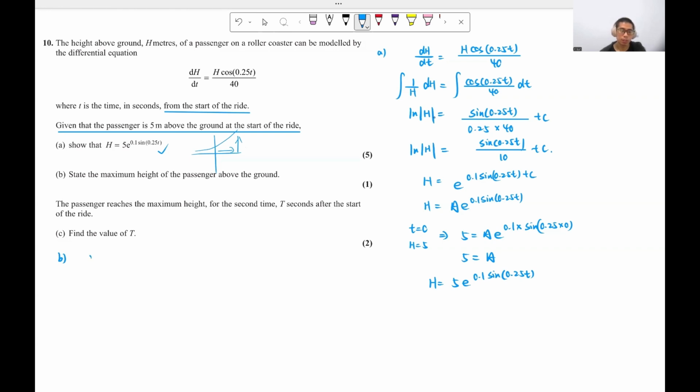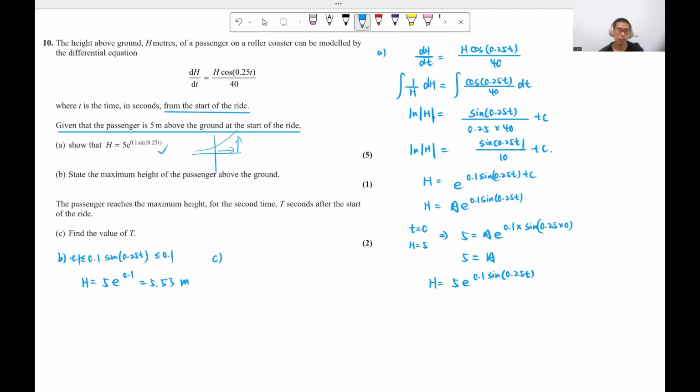In the power, it says 0.1 sin(0.25t). We know sine is between 1 and -1. So 0.1 sin(0.25t) has to be between negative 0.1 and positive 0.1. So the maximum possible value is just 0.1 as a power. So h has to be equal to 5 times e to the power of 0.1. Put that in the calculator: 5 times e to the power of 0.1 is equal to 5.53 rounded. That would be the answer, in meters.